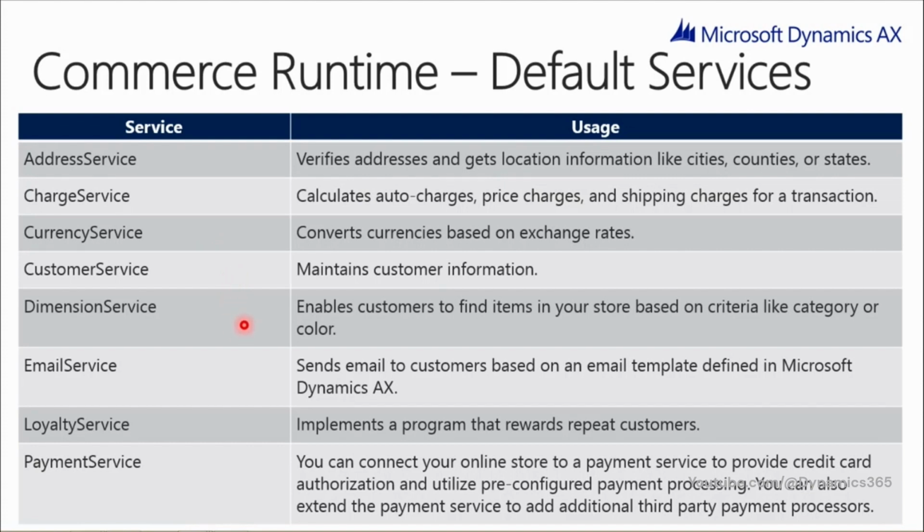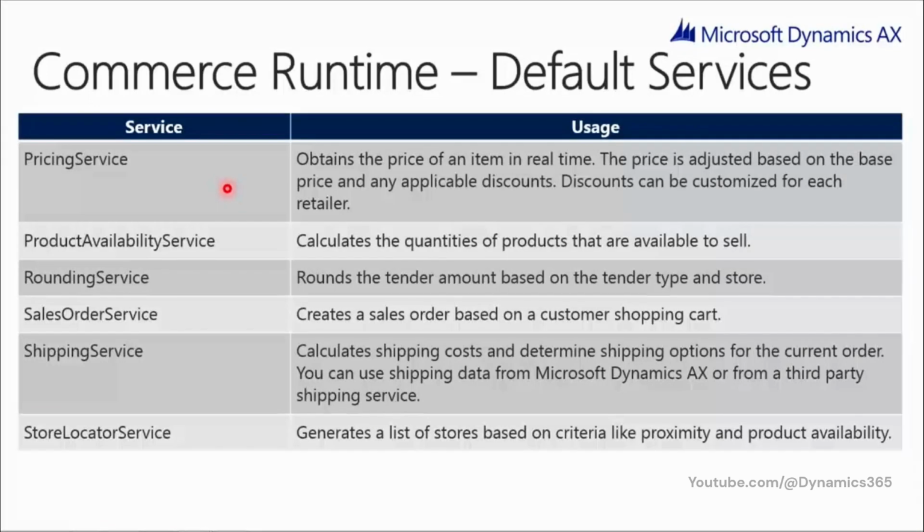Dimension service enables customers to find items in your store based on criteria like category or color. Email services can be used to send email to customers. Loyalty service implements a program that rewards repeat customers. Payment service can be used to connect to third-party payment providers such as credit card processing. Pricing service obtains the price of an item in real time. Product availability service can be used to calculate the quantities of products that are available to sell.